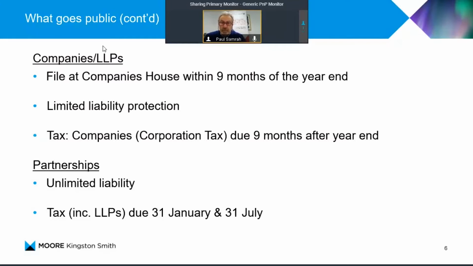Partnerships, a bit different. Unlimited liability, of course, for non-LLPs, and the tax would be due on the 31st of January and 31st of July.